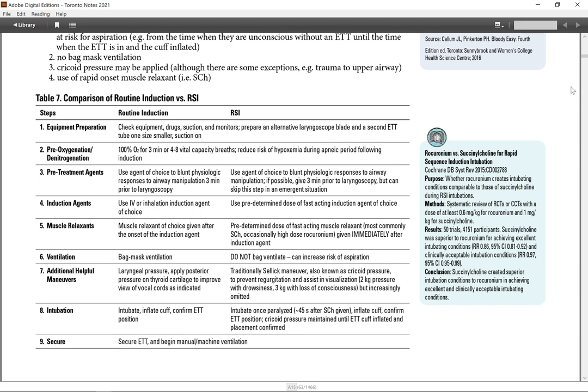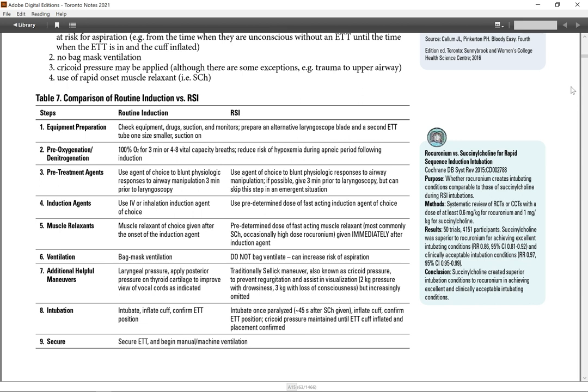Step number 4, induction agent. Routine induction, we use an IV or inhalation induction agent of choice. RSI, we use a predetermined dose of fast-acting induction agent of choice.